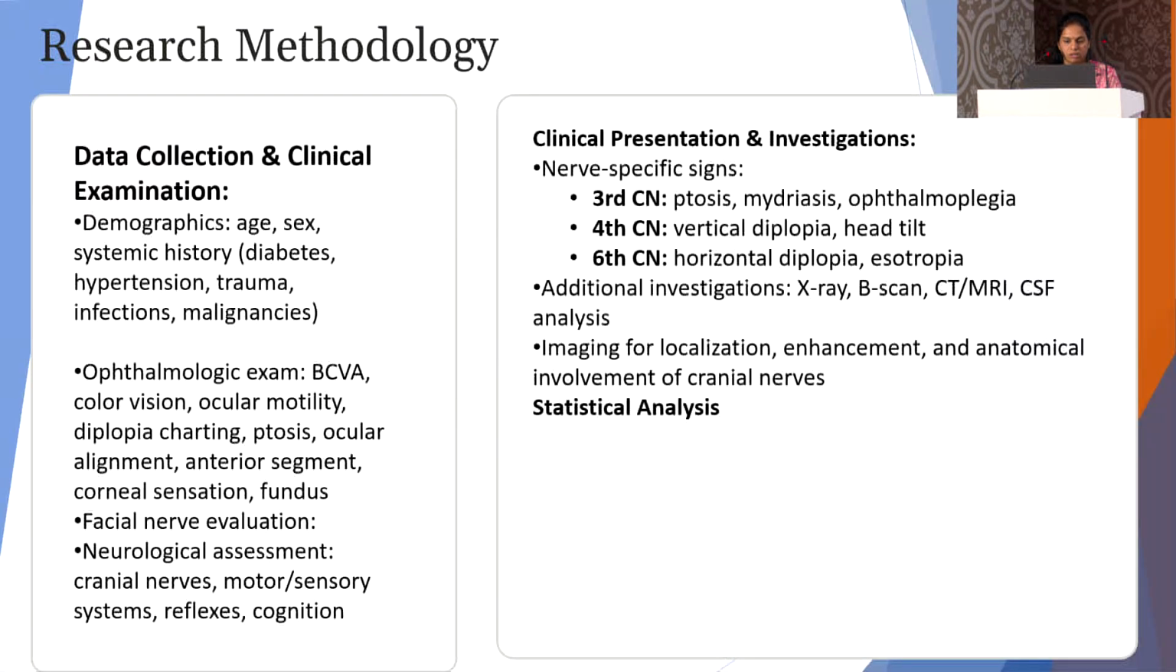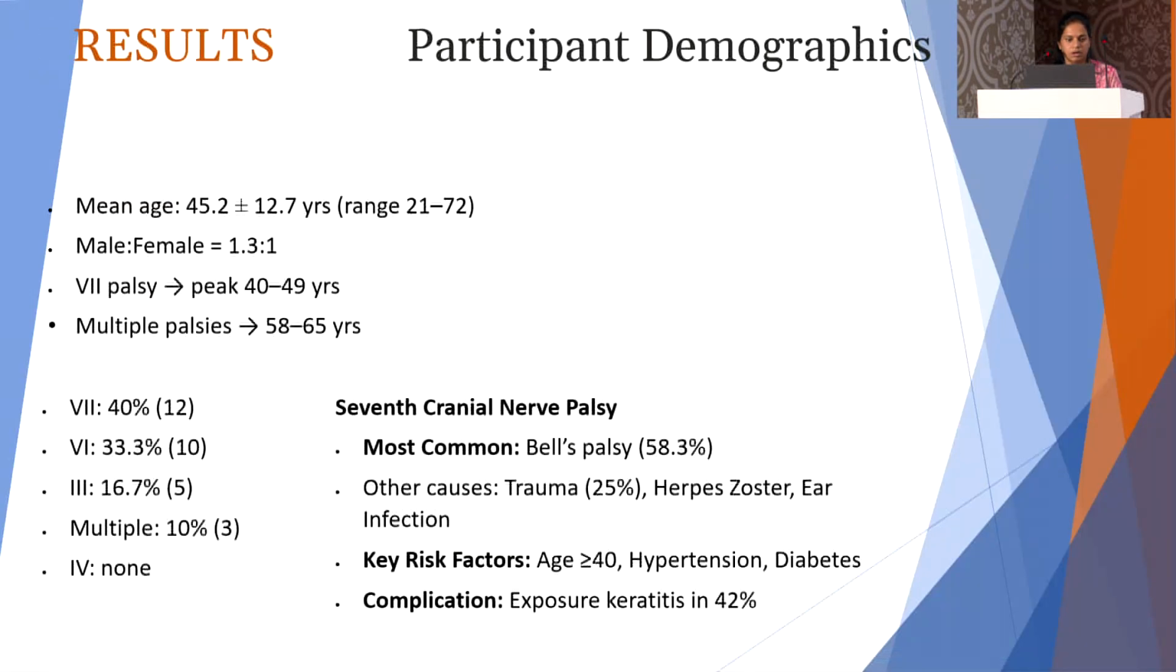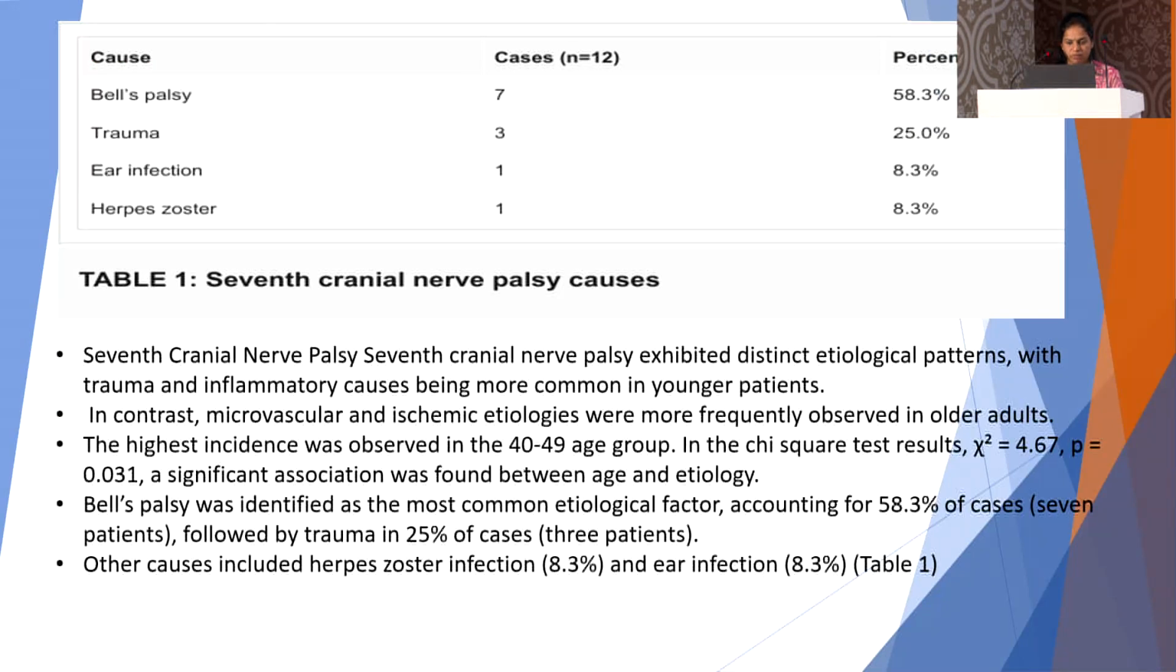Here we noted ptosis and mydriasis as signs and symptoms of 3rd nerve palsy, vertical diplopia and head tilt in 4th nerve palsy, and horizontal diplopia and esotropia in 6th nerve palsy. Additional investigations, where applicable, were X-ray, B-scan, CT, MRI, and CSF analysis, and imaging for localization, enhancement, and anatomical involvement, and statistical calculation were done. These are the results. The mean age was 45.2 years, and there was male preponderance. In the 7th nerve we observed a distinct etiological pattern, with trauma and inflammatory causes being more common in younger patients. In contrast, microvascular and ischemic etiology were frequently observed in elderly patients.